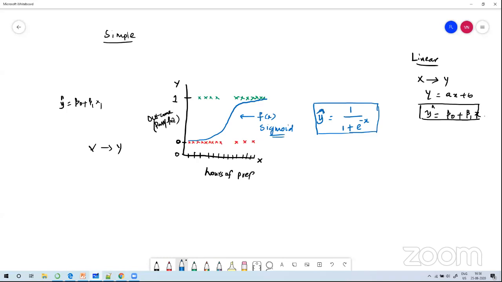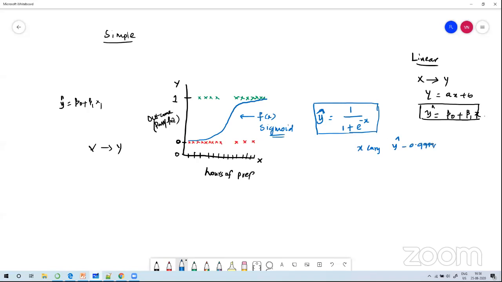Now, think of a large value for x, 1 divided by 1 plus e to the power of, let's say, 10. Now it is minus 10, right? So e to the power of minus 10 is 1 by e to the power of 10, which is almost going to be 0.00000 something. So 1 by 1 plus 0.0000 would take a value. When x is large, your y hat value would be close to 0.9999.